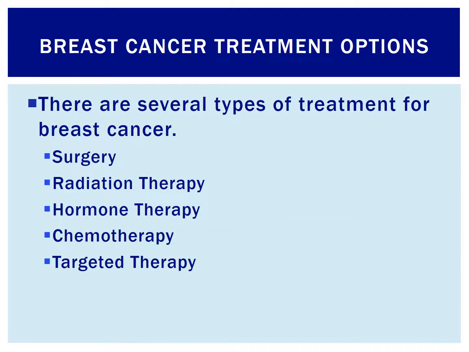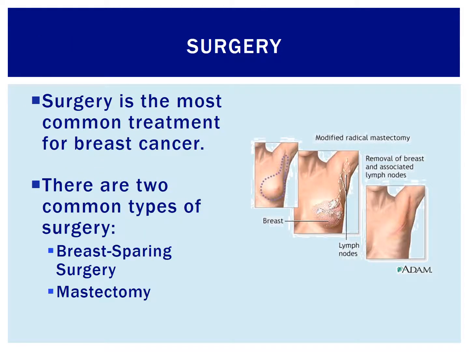If breast cancer is detected, there are several types of treatment. The types include surgery, radiation therapy, hormone therapy, chemotherapy, and targeted therapy. The next several slides will discuss the treatment options. Surgery is the most common treatment for breast cancer. There are two common types of surgery: breast-sparing surgery and mastectomy. The image shows a modified radical mastectomy where the breast and lymph nodes are removed.